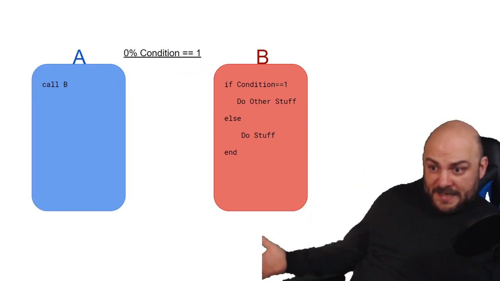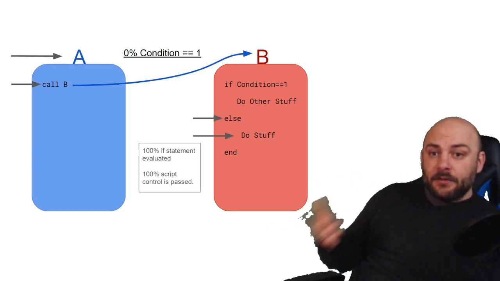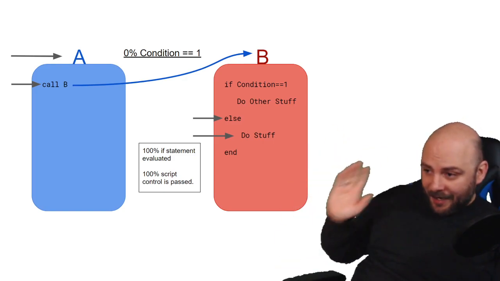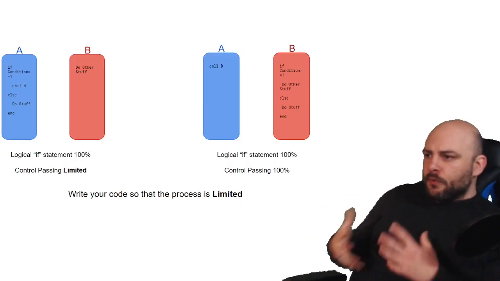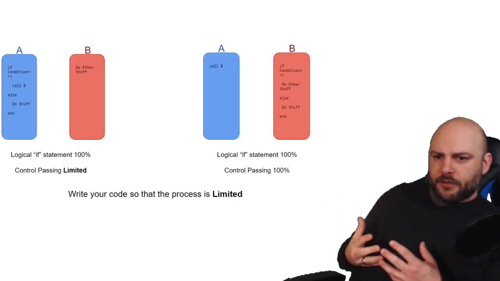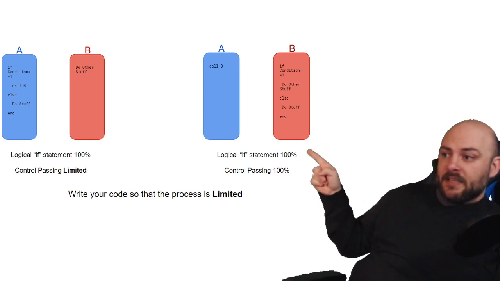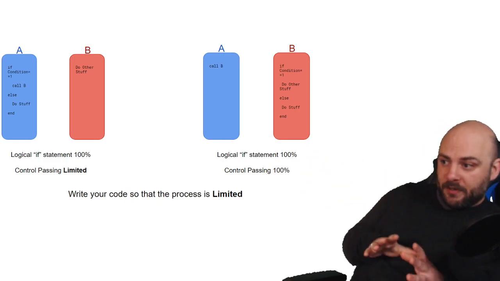If the condition's never true, here's the fun bit, A is still going to pass control over, and 100% of the time we have if statement evaluation, and 100% of the time we have script control passing. Okay, so the results from these two different structures are kind of as follows. In both cases, the logical if statement is always evaluated, regardless of whether we put it in A or we put it in B.